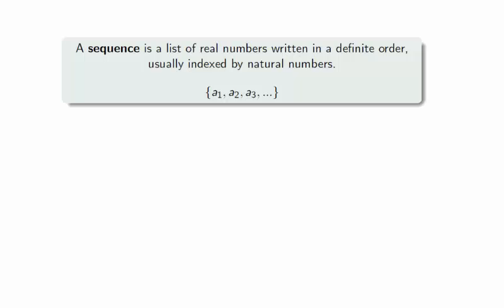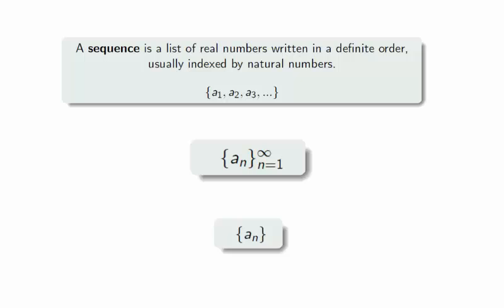A sequence is a list of real numbers written in a definite order, usually indexed by the natural numbers, a1, a2, a3, etc. an is called the nth term. For the list a1, a2, a3, we usually use the shorthand {an}, n equals 1 to infinity. Or if we are not concerned with the index, sometimes we simply write {an}.